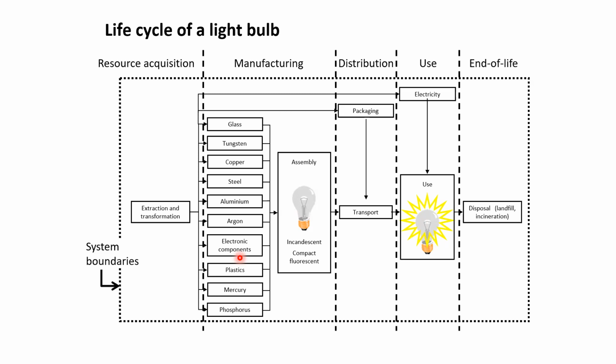So if you take the entire box, the dotted line that you see in terms of the system boundary, this is known as cradle to grave. So it starts from very basic raw material acquisition all the way to the end of life.